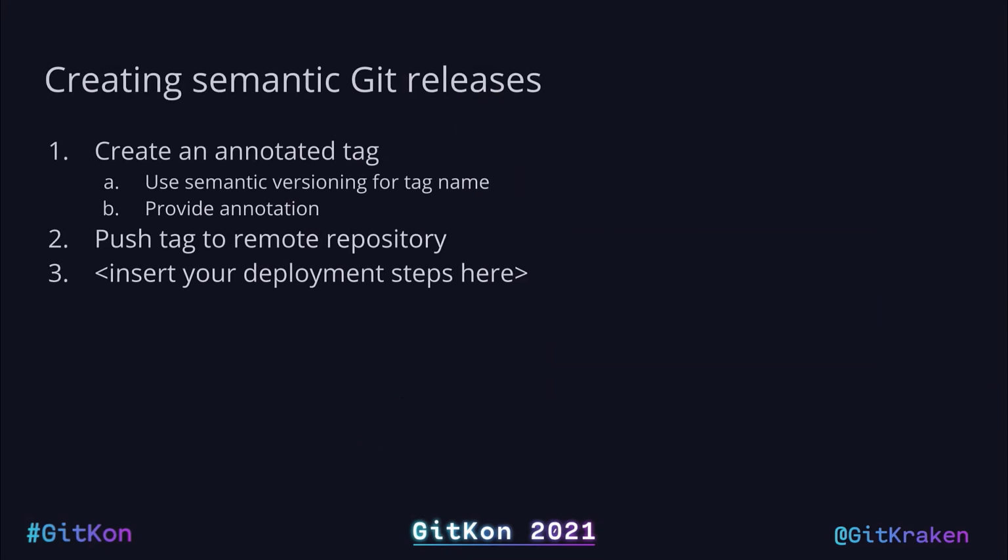So creating a semantic Git release using annotated tags and semantic versioning is just a 3-step process. One, you create the annotated tag using the correct semantic version number as the tag name, and then provide some sort of annotation message. Two, you push that tag up to your remote repository, and then three, insert your deployment steps here. Whatever your steps are for getting your version of your code up to your production environment, however you deploy that, that's your step 3. And that could be as simple or as complex as your project demands.